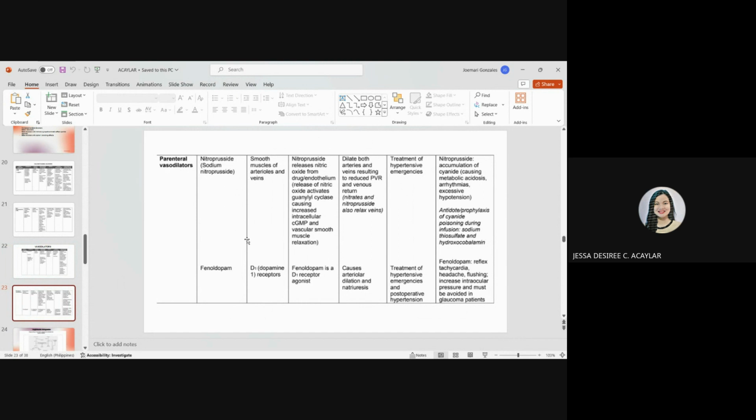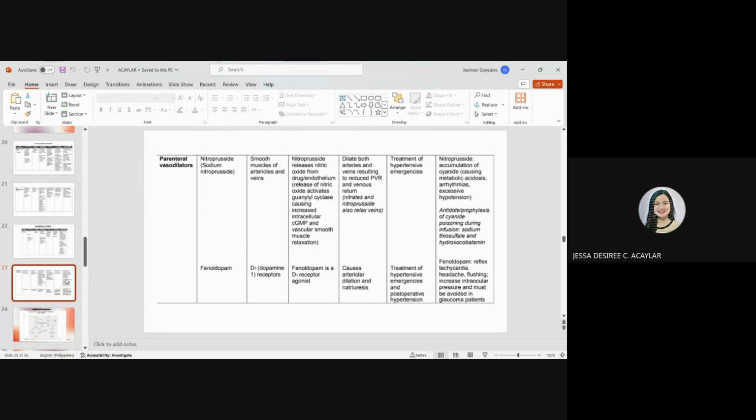Fenoldopam, another parenteral agent. Its site of action is the D1 dopamine 1 receptor. Fenoldopam is a D1 receptor agonist. It causes arteriolar dilation and natriuresis. Clinical application is for the treatment of hypertensive emergencies and post-operative hypertension. So, toxicity, fenoldopam may cause reflex tachycardia, headache, flushing, increased intraocular pressure, and must be avoided in glaucoma patient kasi nga nakaka-increase siya ng intraocular pressure.